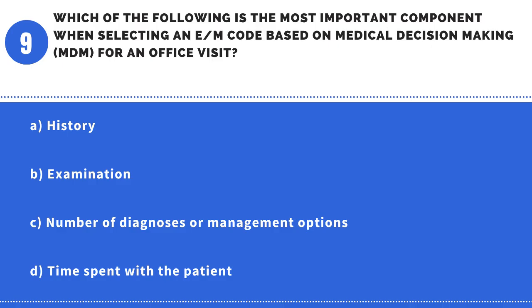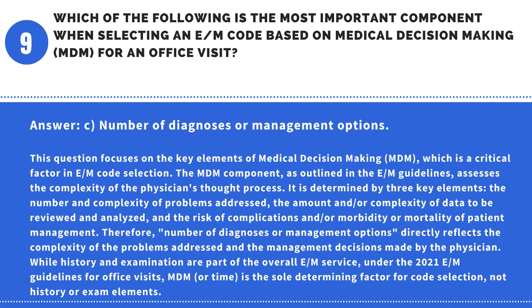Question 9. Which of the following is the most important component when selecting an E/M code based on medical decision-making, MDM, for an office visit? A. History. B. Examination. C. Number of diagnoses or management options. D. Time spent with the patient. Answer: C. Number of diagnoses or management options.